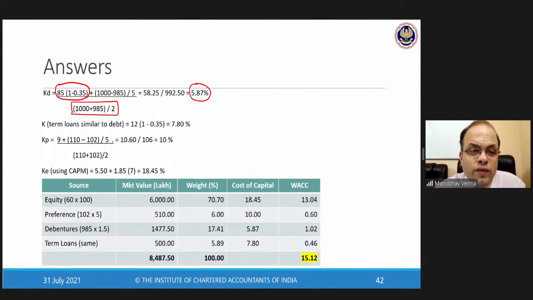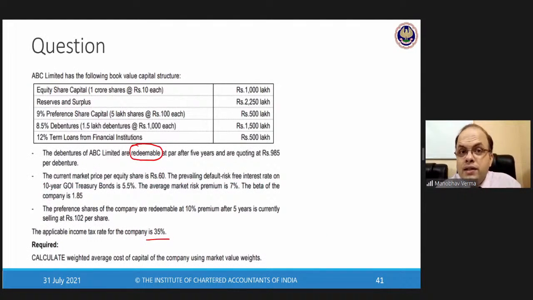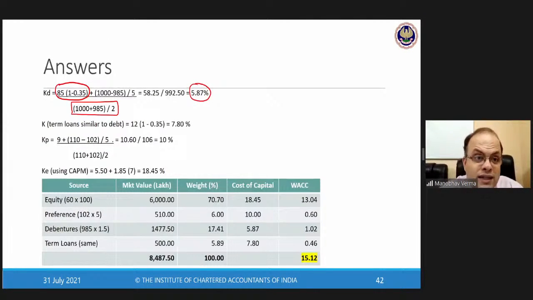There is another cost of debt which talks about loans. Coming back to the last slide, in the term loans, they have simply said there's 12% interest. Guys, do you think we can take that 12% straightforward? I guess no, right? That interest will be tax deductible. So 12% multiplied by 1 minus 0.35, calculating that as 7.8%. And then after that, we move to the next leg.